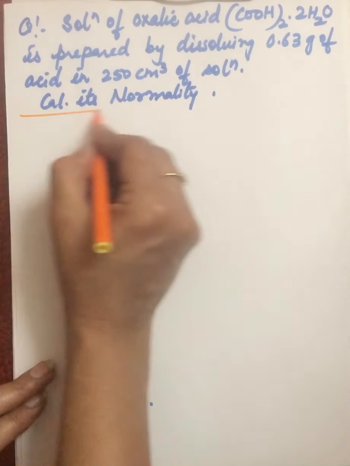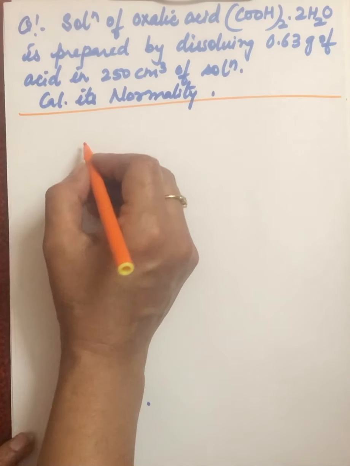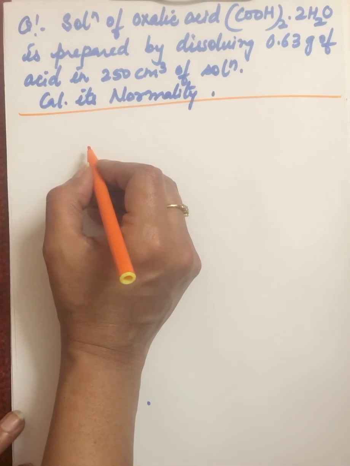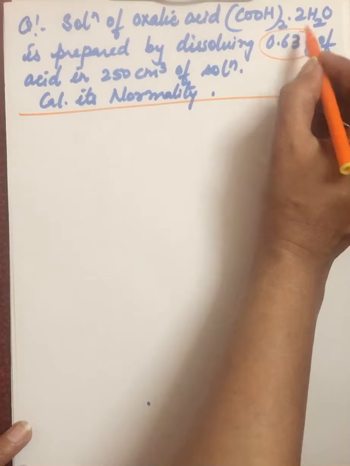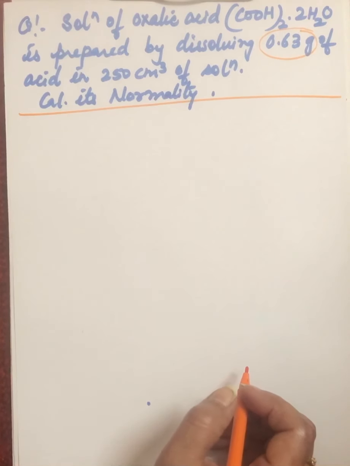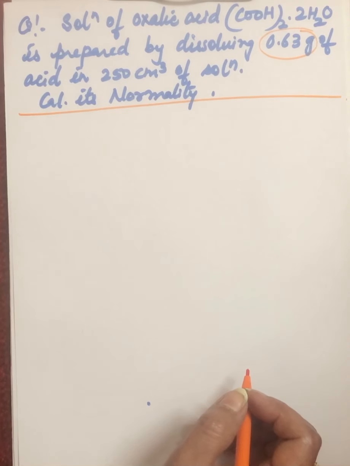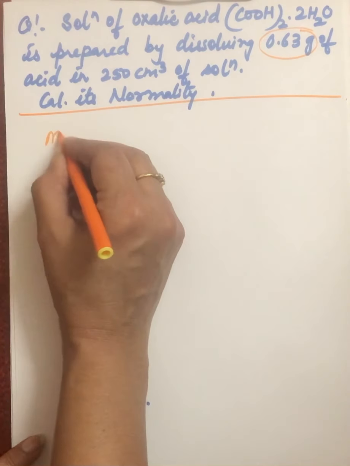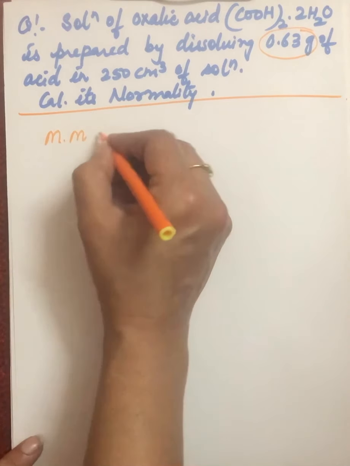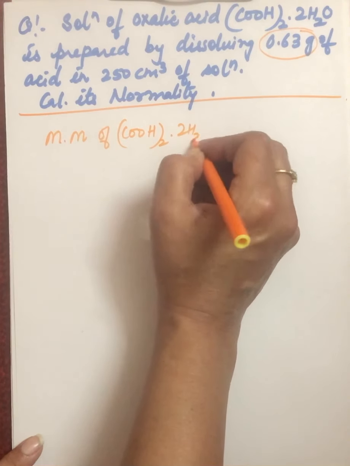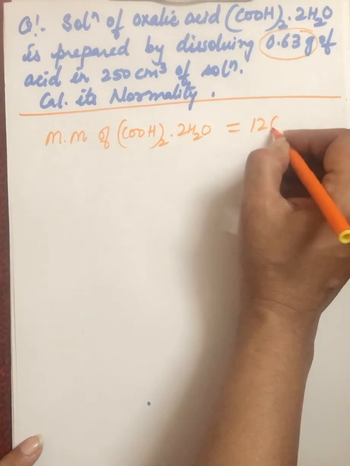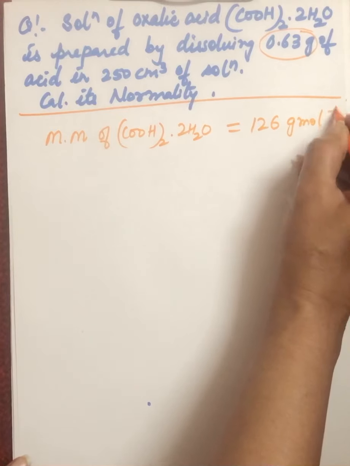Now, according to the formula, we know normality is equal to mass of solute upon its equivalent mass. Mass of solute is given, that we know. But what we need to find out is the equivalent mass of this oxalic acid. To find out equivalent mass, what do we need? Molar mass. So first of all is the molar mass of (COOH)2·2H2O. Solve it, you will get 126 gram per mole.